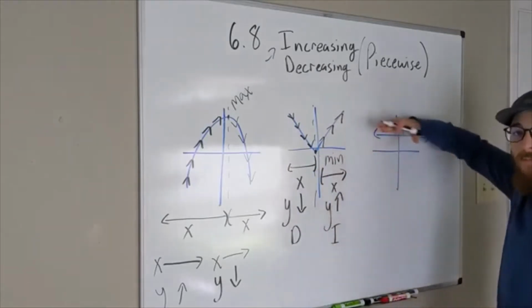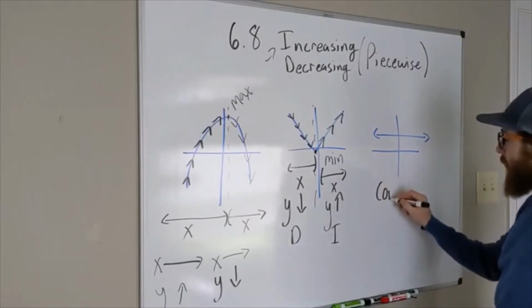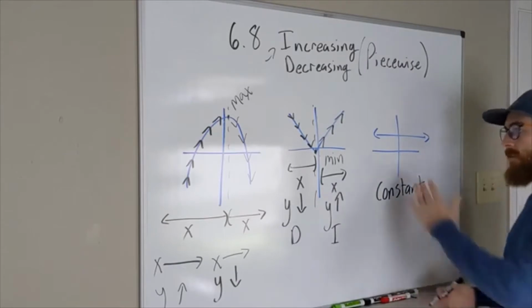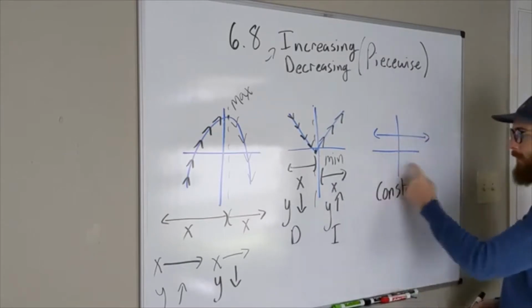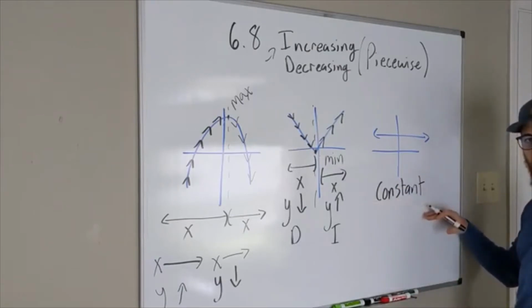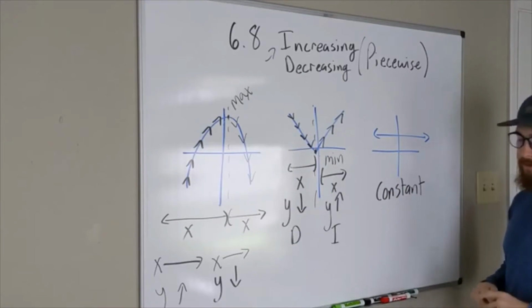Now, if it's a perfectly flat line, then you might have guessed constant. It's not increasing, it's not moving up as x goes from left to right, it's not moving down, it's just constant. And that's all we have to do for that kind of problem, we just call it constant.